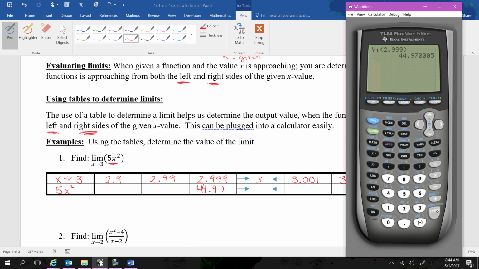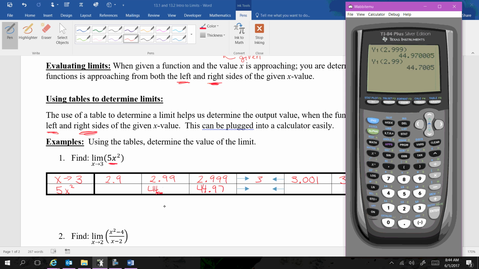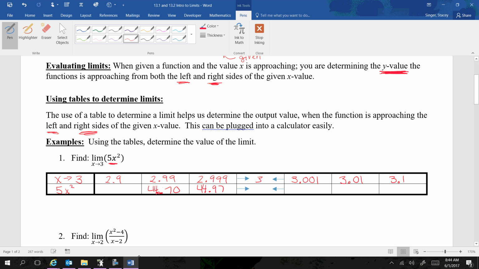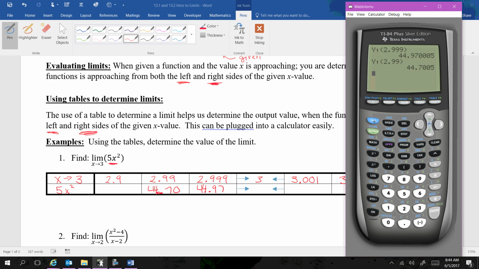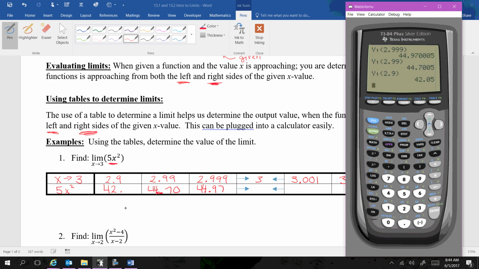If I go to that same option and just delete one of my 9s, so I'd have 2.99. So remember, on the new calculators, you can hit up and hit enter and it'll bring it down, or you can hit second enter, which will bring the last entry that you typed in. Hit enter again, and I get 44.70. And if I do it again, delete another 9, I get 42.05.